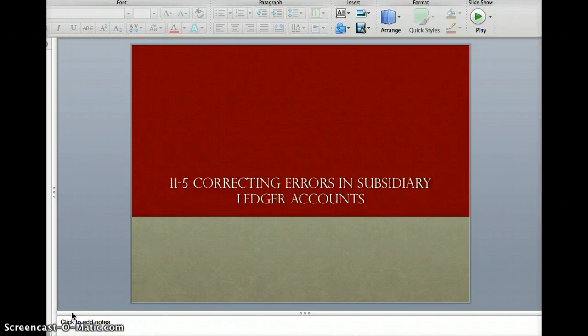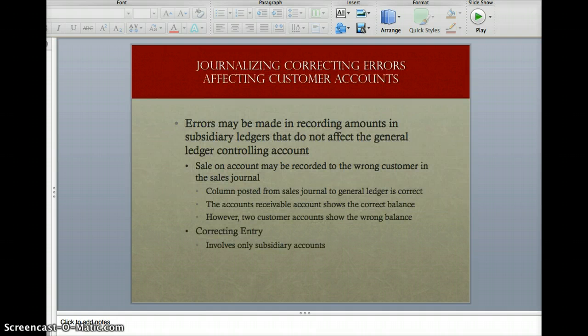Okay, this is 11.5, the last section, and it's just on correcting entries in the subsidiary ledger accounts. It's really pretty short and simple and sweet, so I don't think that you'll have any trouble with it. First of all, journalizing correcting entries that affect customer accounts is what we're talking about. And you can make errors in recording amounts in the subsidiary ledgers that don't affect the general ledger.